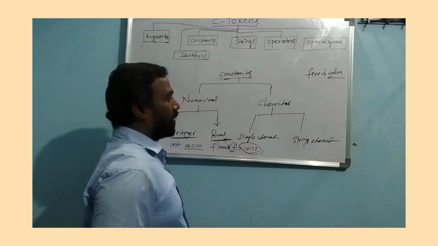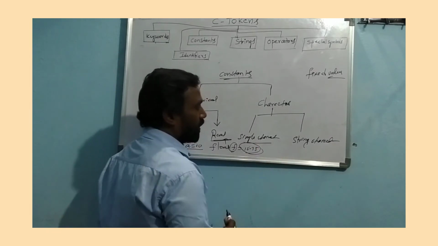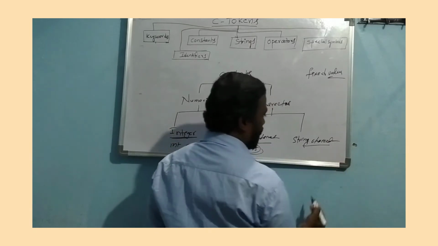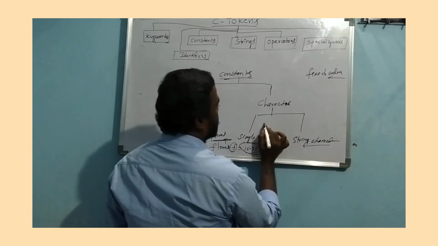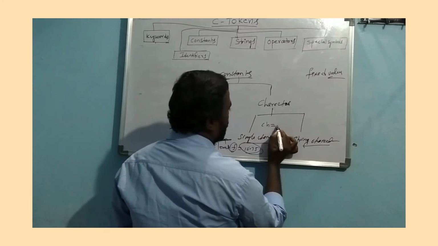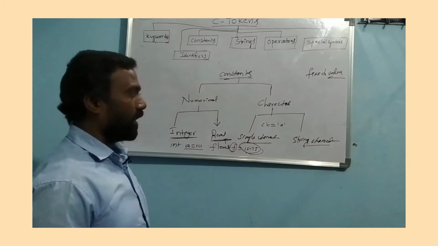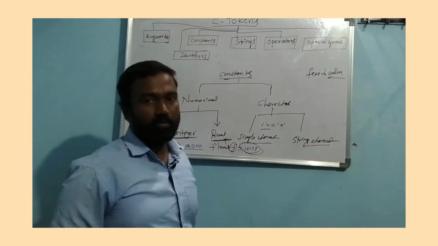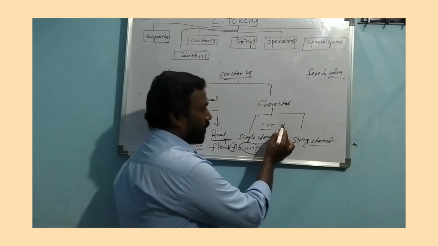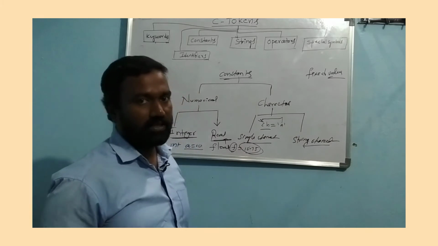Coming to the character constants, they are classified into single character constants and string character constants. Single character constants, for example: char ch equal to single quotation a. So this is a single character constant. That means ch is a variable, and within the ch variable the character value a will be stored. That is fixed and cannot be changed.